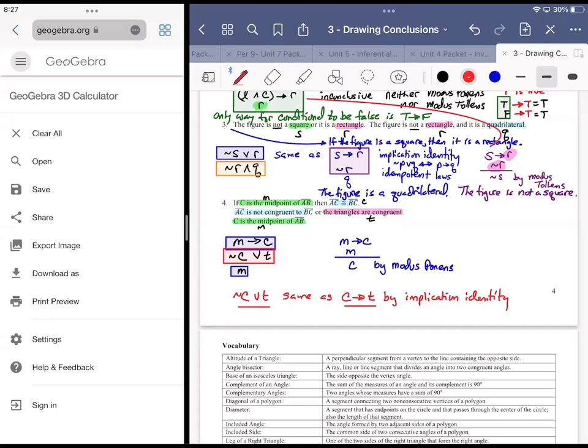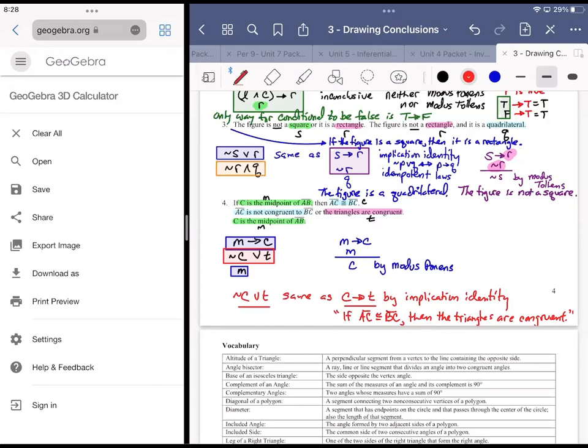All right, that's pretty much what we just did up here. It wasn't the easiest thing in the world to understand, but the more you think about it, the more it should make sense. If I'm telling you not C or T, which was that second sentence, AC is not congruent to BC, or the triangles are congruent. All right, that was what that second sentence read as. Now, I'm telling you that means the same thing as if C, so C is talking about AC being congruent to BC, then T, the triangles are congruent.